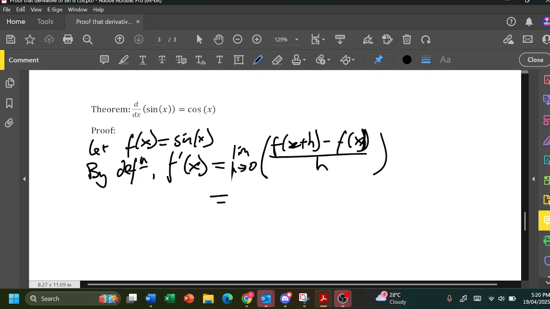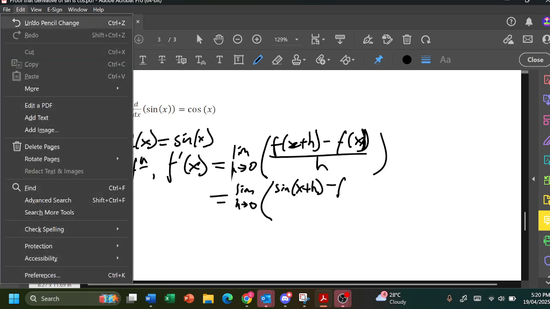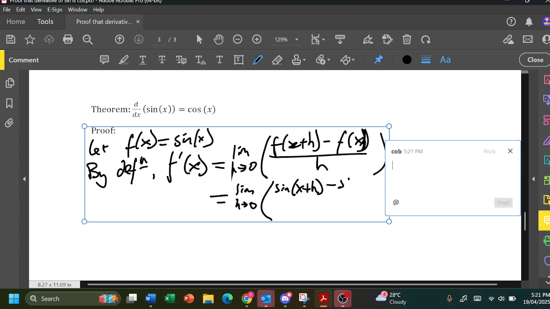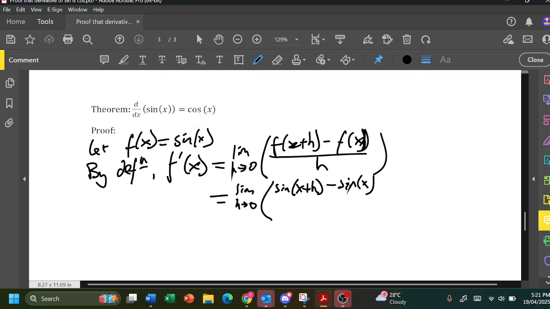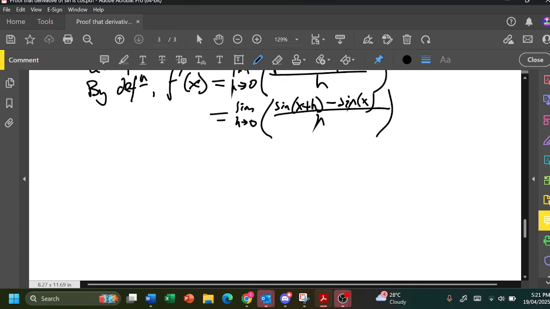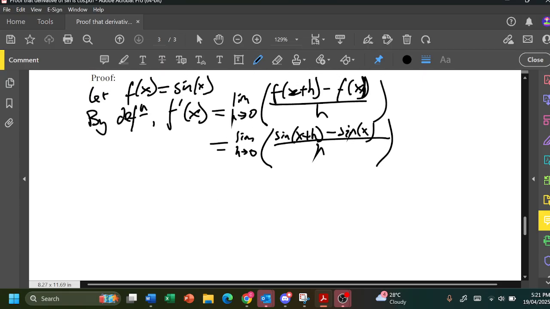Okay, so we can see here that this is the same as the limit as h goes to 0 of, now f of x plus h is just replacing the x in sine of x with x plus h, so that will be sine of x plus h minus sine of x divided by h. Okay, so how do we deal with this? So this is just substituting in the values into the definition of the derivative.